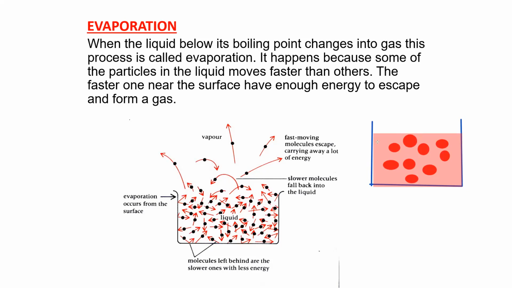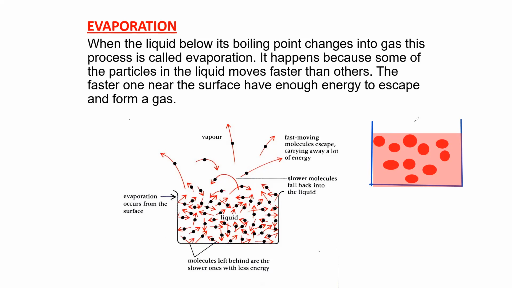So what happens is that all the particles do not have the same energy. Some particles have more energy, some particles are moving faster, some are moving slower. So the most energetic particles, the particles which have the greater amount of energy, are also at the surface. How do they get energy? They take energy from the surrounding particles.